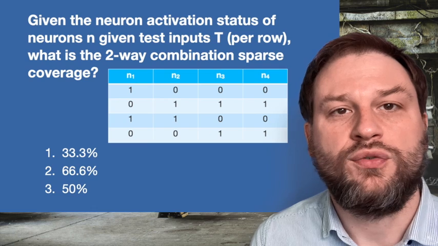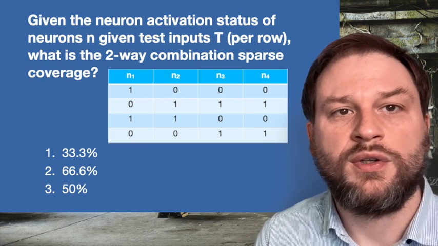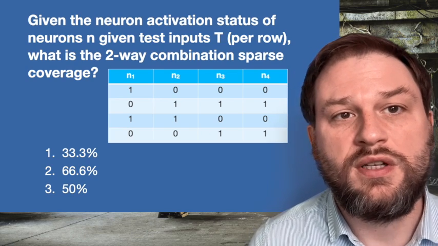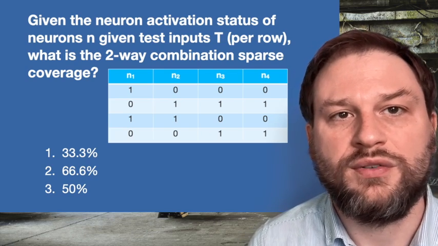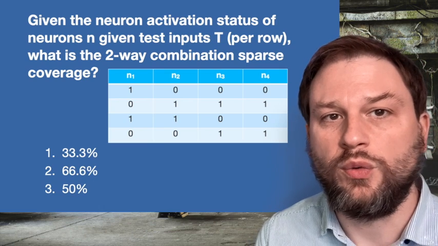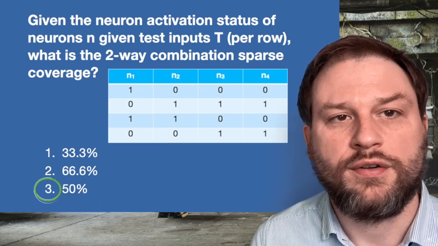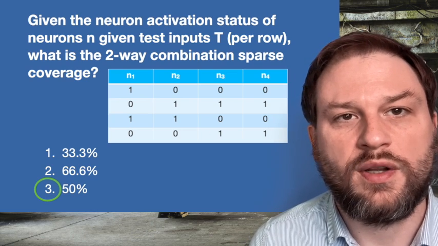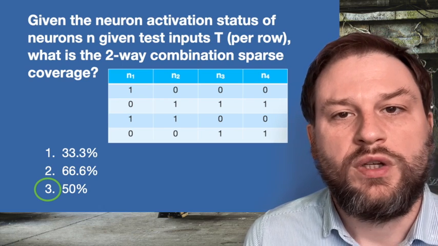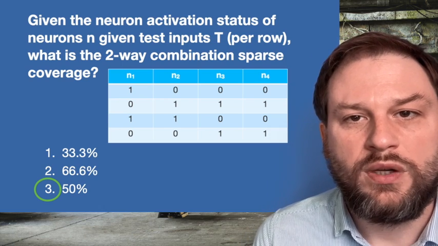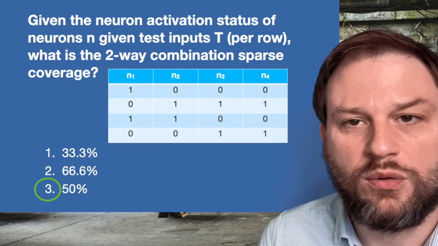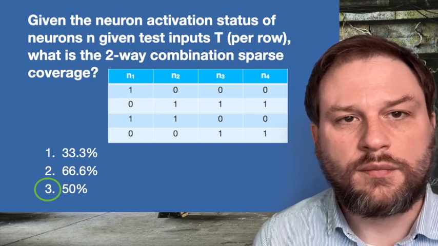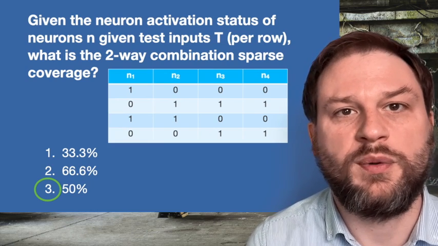So we have these 4 neurons, 1, 2, 3, 4. These are the columns, and in each row we have different activations done by the test inputs t, and we want to understand how well we already cover these neurons. And the answer is 50%. Out of the 6 two-way combinations of neurons that we have, we only fully cover 3: 1 and 2, 2 and 3, and 2 and 4, where we have the whole combinations 0, 0, 1, 1, 1, 0, 0, 1, and the other 3 not. So we have 3 out of 6, 50%.